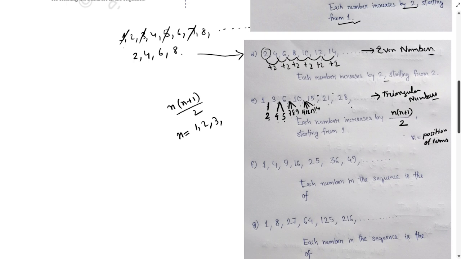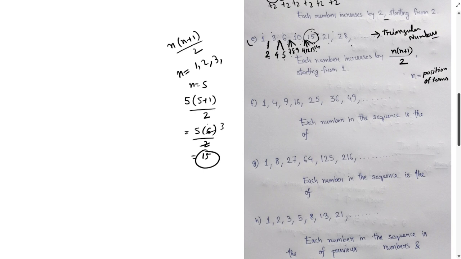Let's see, suppose the positions are 1, 2, 3, 4, 5. If n is 5, we need to get 15 as the answer. So we put n as 5: 5 into 5 plus 1, which is 6, divided by 2. 2 threes are 6, we get 15. See, it is the same as this one.